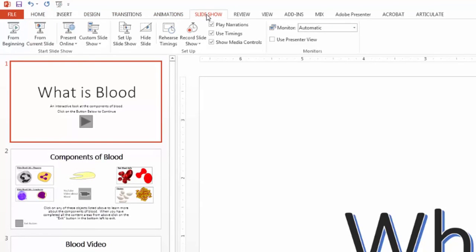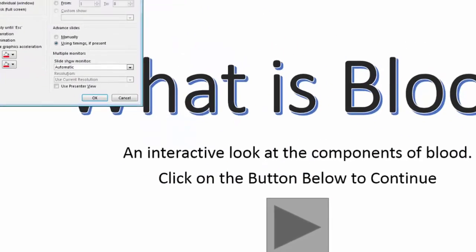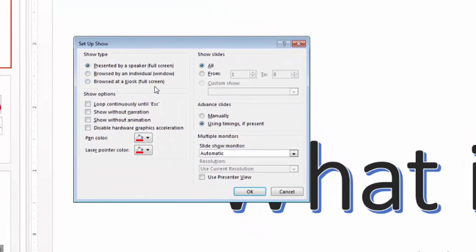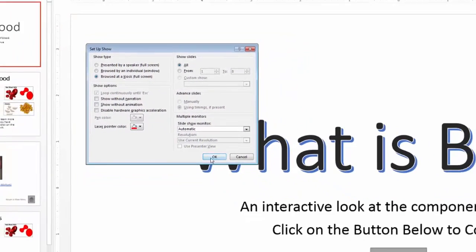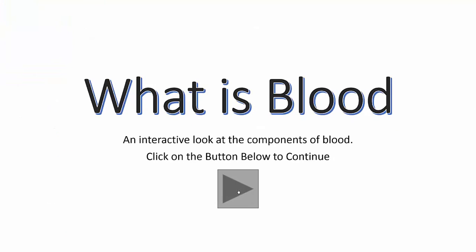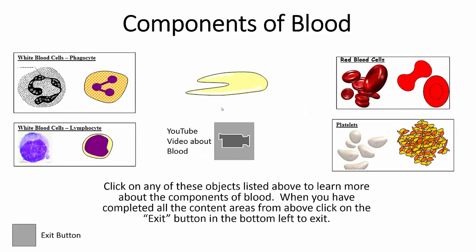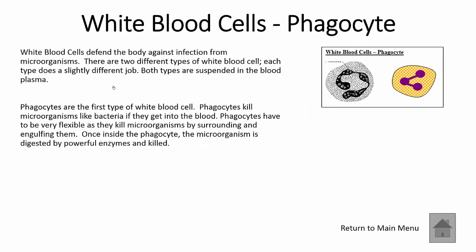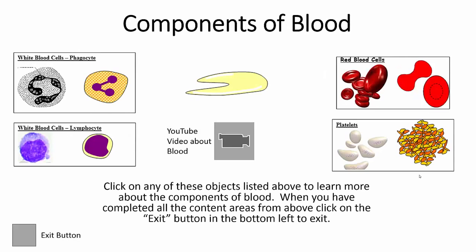If I go back to the slideshow tab, setup slideshow. If I do setup slideshow, notice one of the options here is browsed at a kiosk, full screen. If I click that on, notice now it kind of disables some options. So I'll click OK, and I'm going to save. And now when I do slideshow from the beginning, I'm going to do OK, I'm ready, I'm next. And I'm going into my content area. Now, as I'm hitting those arrow keys, nothing happens. So it's kind of locked that in.